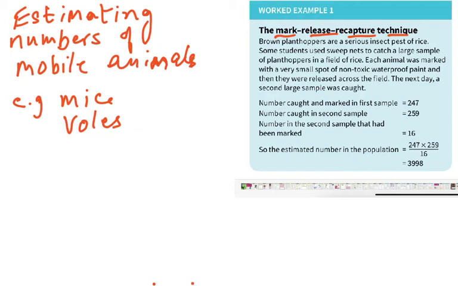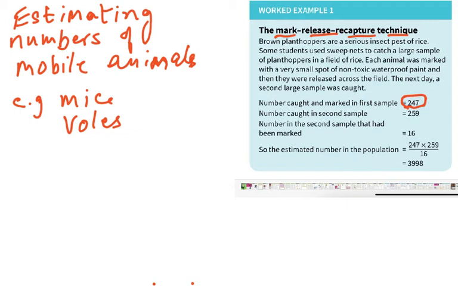So you set up a trap, and you catch maybe the rabbits or the mice. And on the first day when you catch, say you counted the number caught and marked in the first sample. So this was 247. So you caught 247 animals and then you marked them.